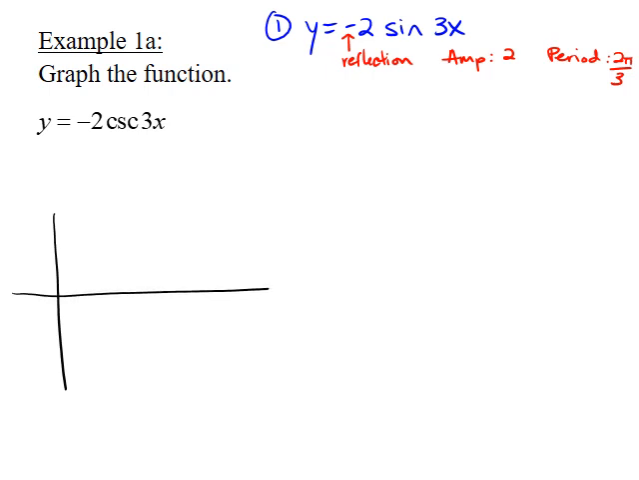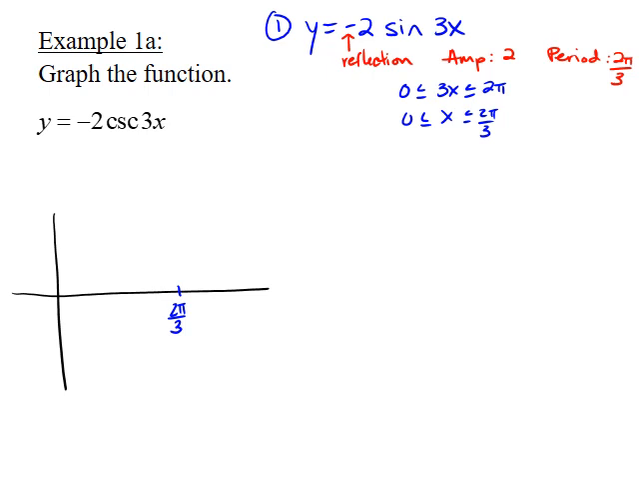So when I graph this, I know that the x-axis is going to be my baseline. Oh, one thing I might want to do, well, remember we can sandwich the argument in between 0 and 2 pi, then divide by 3, and we'll just discover that x is in between 0 and 2 pi over 3. Okay, so I know that one period is going to end at 2 pi over 3 on the sine graph.